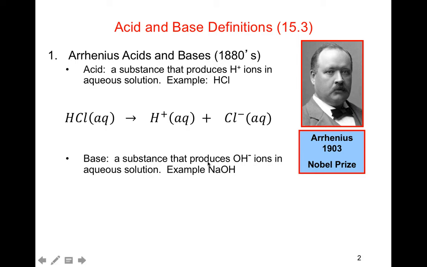An Arrhenius base is a substance that produces hydroxide ions in aqueous solution. So sodium hydroxide would be an example of an Arrhenius base because it's ionic, so when I dissolve it in water, it dissociates into sodium ions and hydroxide ions. So because it produces hydroxide ions in solution, it is an Arrhenius base.